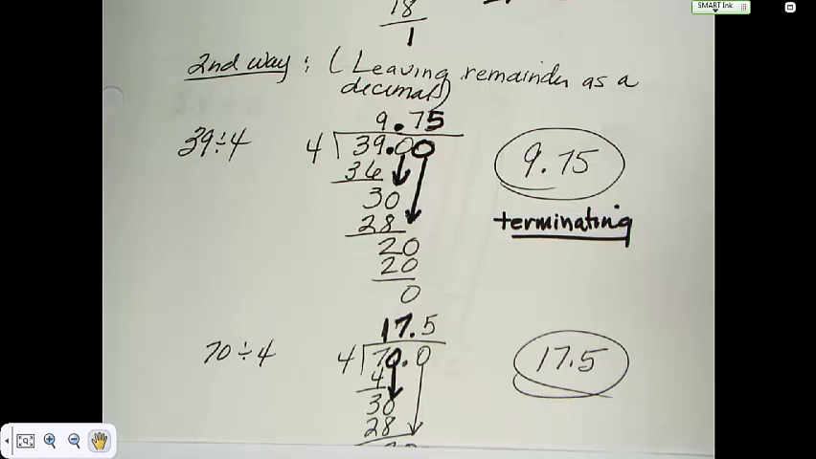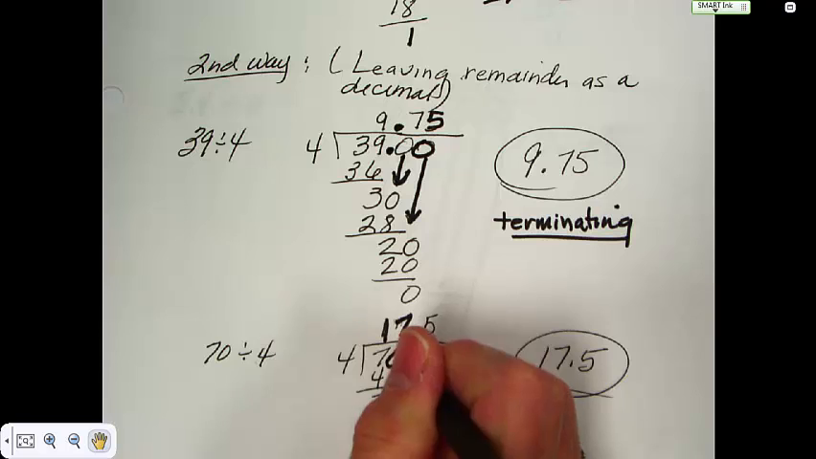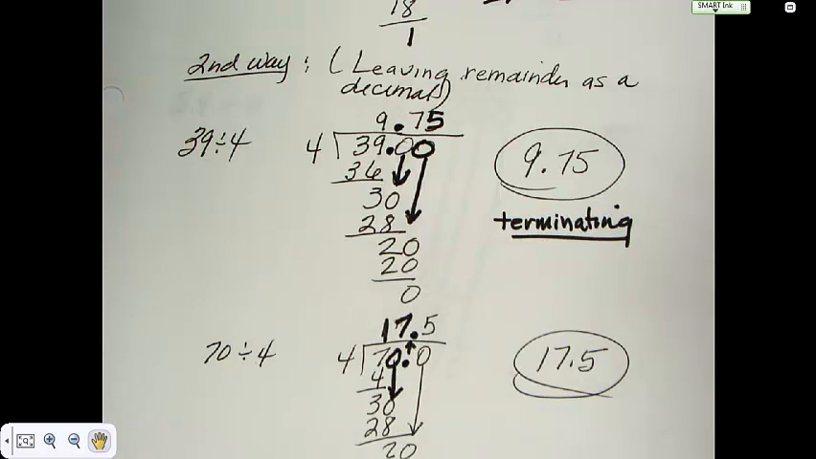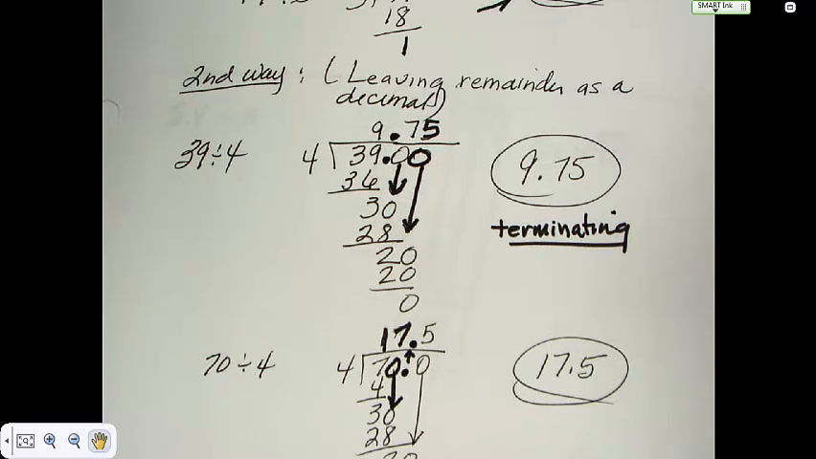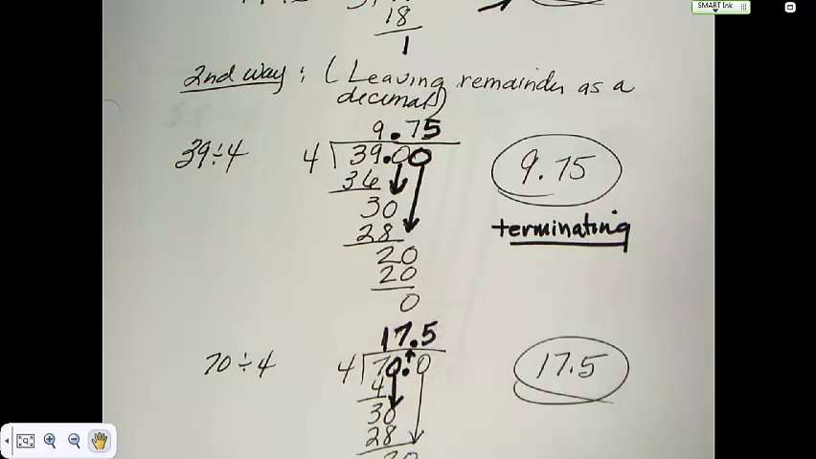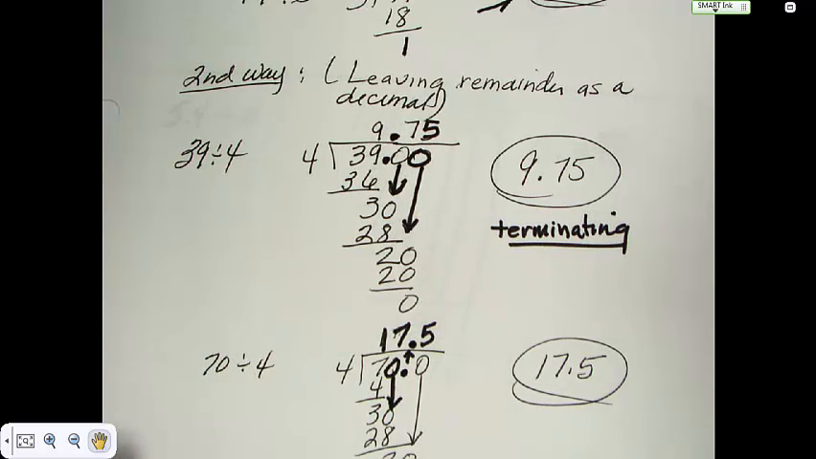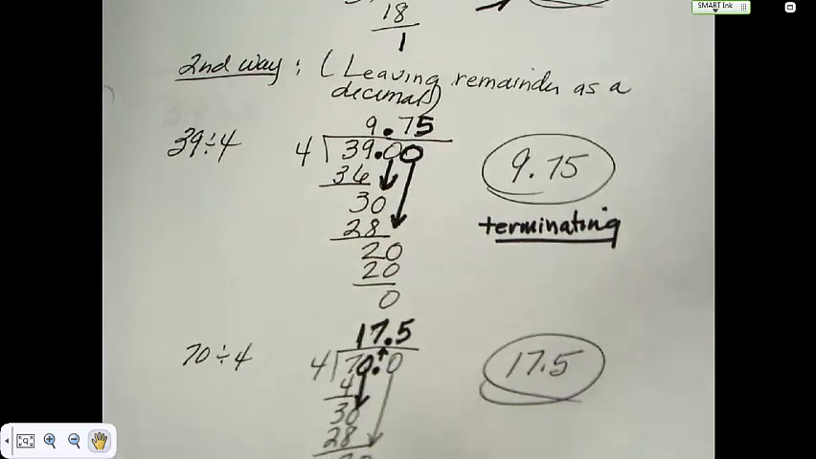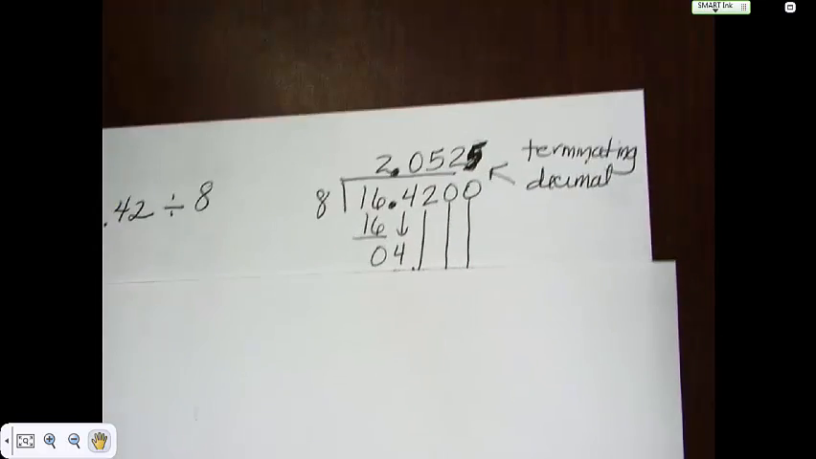And 4 goes into 30 7 times, so you put your 7 up here. And 28, you subtract. Oh, shoot, you're not done yet. So you put your decimal here, you bring it up here, you put your decimal there. 4 goes into 20 5 times. You put your 20 here, you subtract, you have 0, no remainder, and you have a decimal answer. Okay? This is also a terminating decimal.